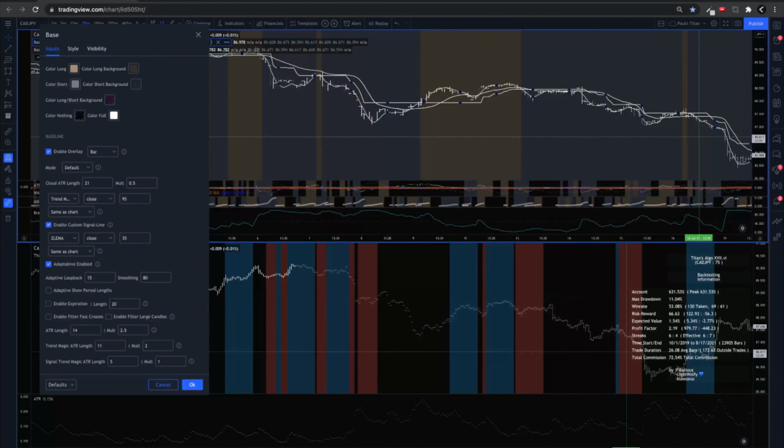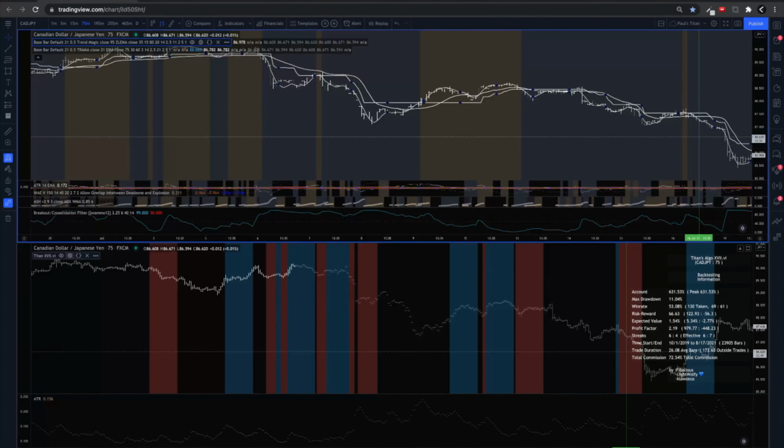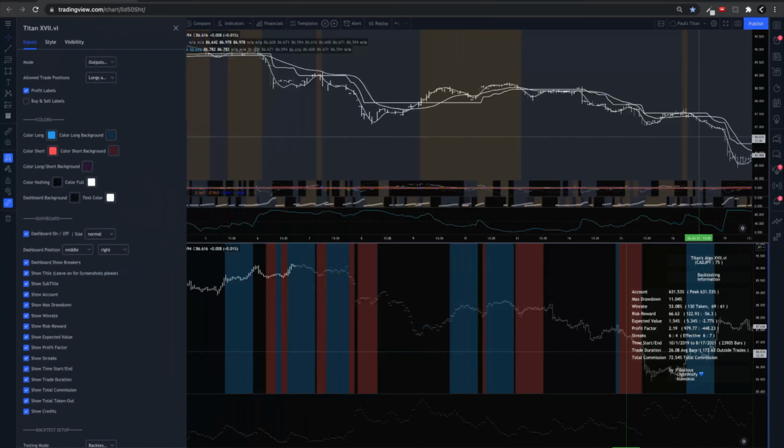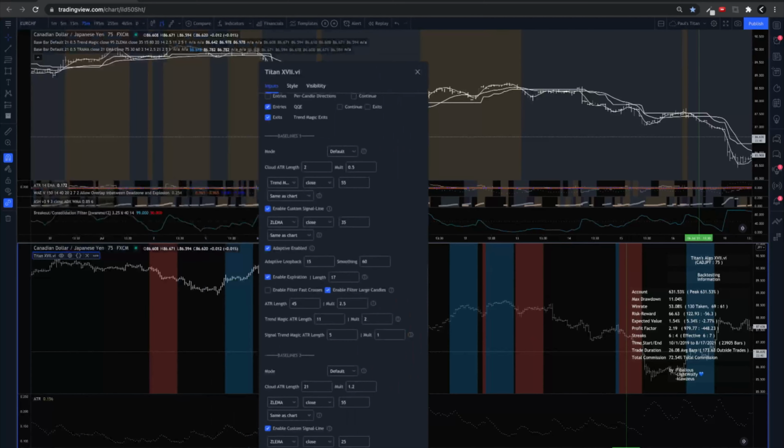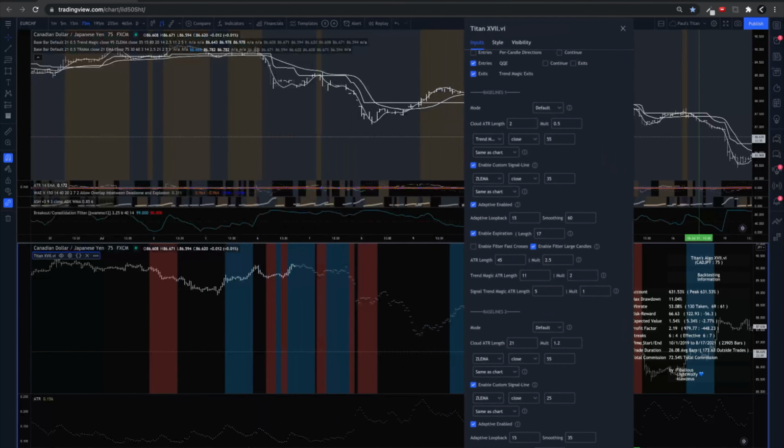Okay, so is lemma 35 the same as chart closing 15 and 80? What's going on here? 11 and 2. What's going on here? Baseline. Still at it. Good stuff. All right. So trend magic, I don't think this makes a difference, but let's see. 95. That shouldn't make a difference here, because it doesn't work that way.